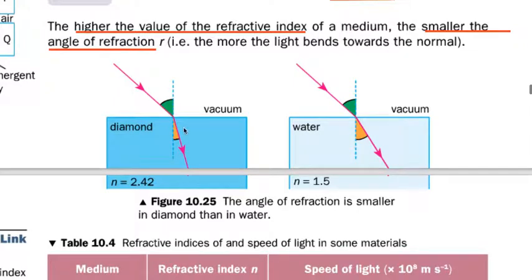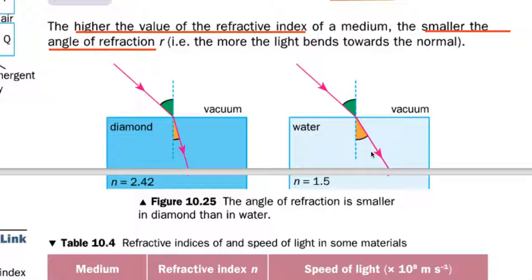For example, over here, why do we know that? You can see the light ray, this is the original direction of the light ray, but it actually bends after being refracted in diamond. It bends towards the normal. For water, it's the same case, but it doesn't bend so much. You can see this is the original direction, and it bends further in diamond and less in water.